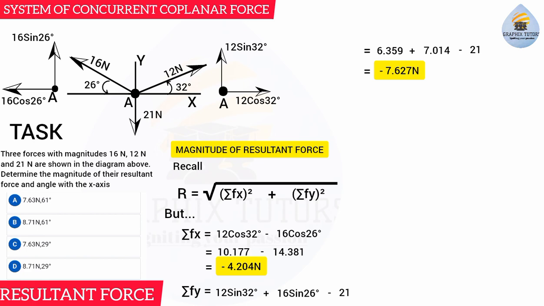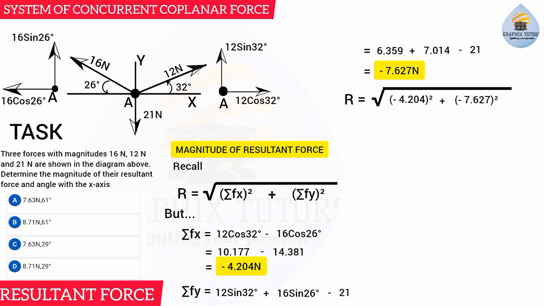So we move forward. Having these values here, we'll now input them in equation 1 above, in the formula that was given earlier. So the resultant force will be equal to the square root of, we already have the value of summation of Fx, which is minus 4.204, all squared, plus the value of summation of Fy, which is minus 7.627 Newton. Is that okay now?